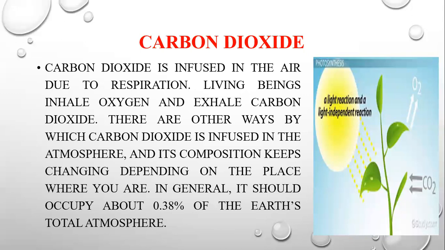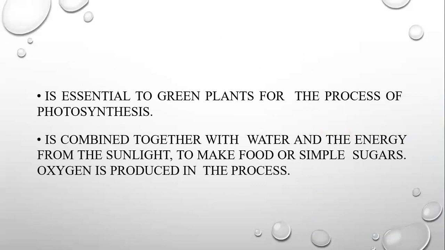Its composition keeps changing depending on the place where you are, but in general it should occupy about 0.3% of the Earth's total atmosphere. It's essential to green plants for photosynthesis because they use carbon dioxide to have energy and food for their growth and development. It's combined together with water and energy from sunlight to make food, or simple sugars, and oxygen is produced in the process. The oxygen is then taken by other living beings.